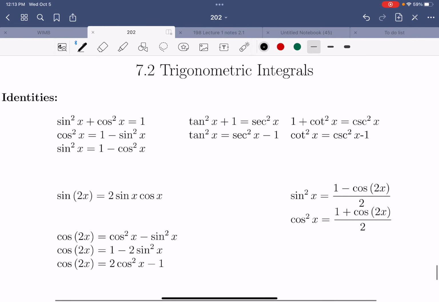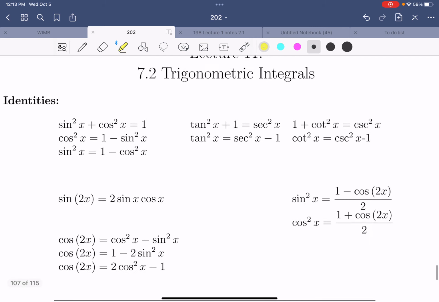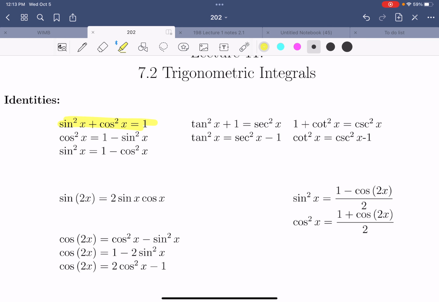And so what we're going to need is our trig identities. So note, here are all your trig identities. The first few are your Pythagorean identities. So you've got sine squared plus cosine squared equals 1. And underneath, I just solved it for one of the trig functions, so cosine squared or sine squared. The middle one, you've got the tangent squared plus 1 equals secant squared, which you get from dividing that first one, the sine squared plus cosine squared equals 1, by cosine squared.